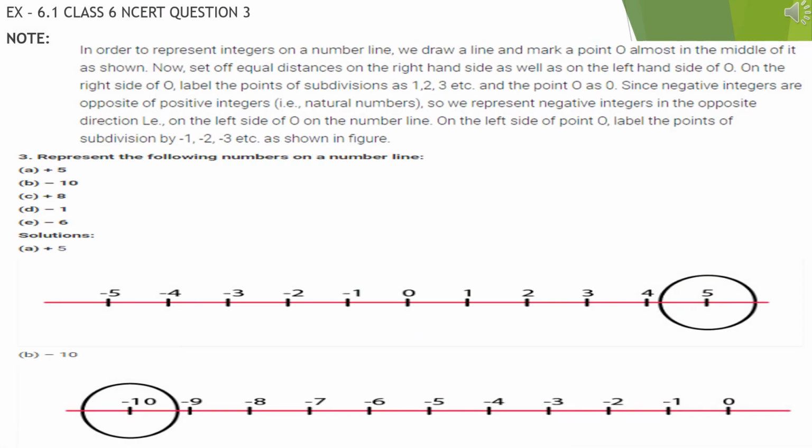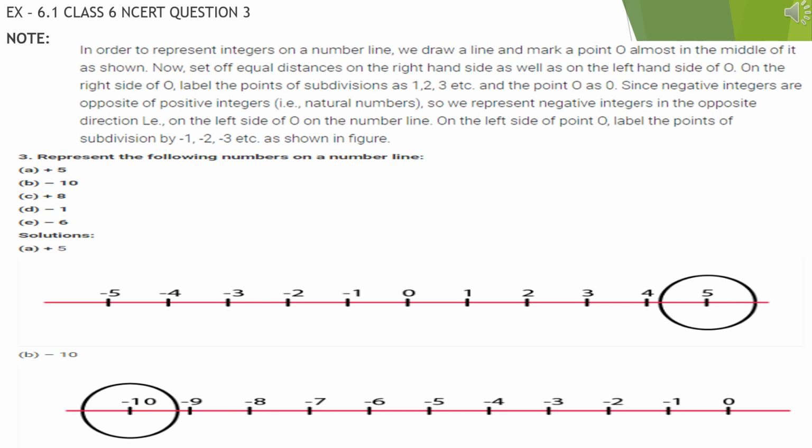Now let's understand question 3. Represent the following numbers on a number line: plus 5, minus 10, plus 8, minus 1, minus 6. Before starting this question, we will understand how to represent integers on a number line. In order to represent integers on a number line, we draw a line and mark a point O almost in the middle of it, as shown in the figure.